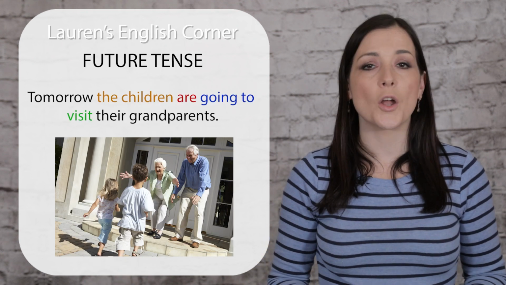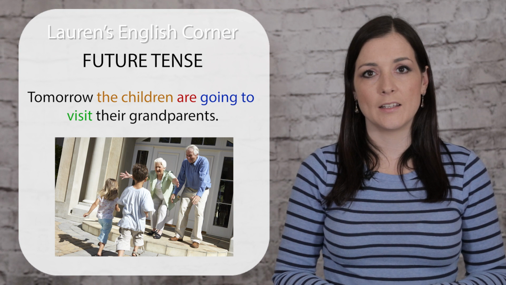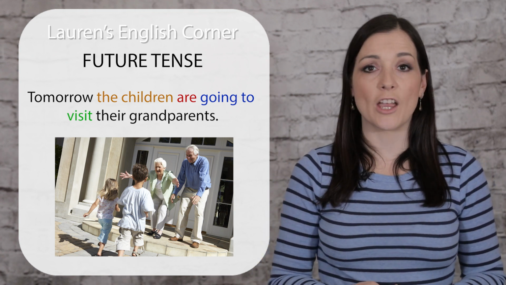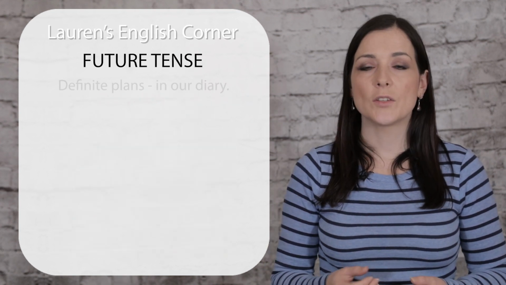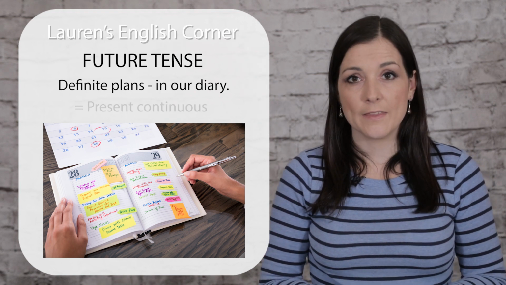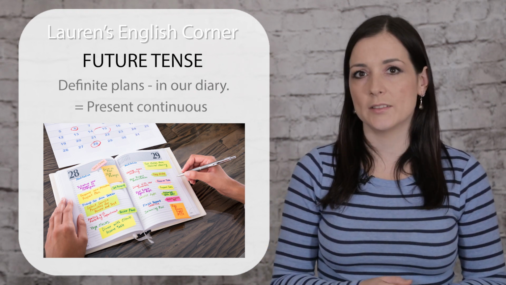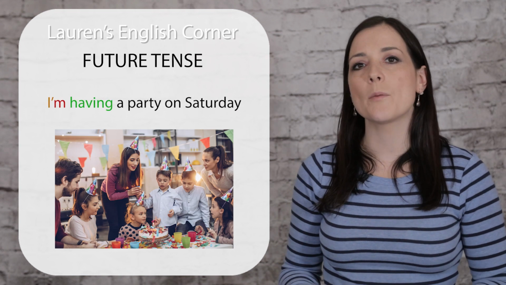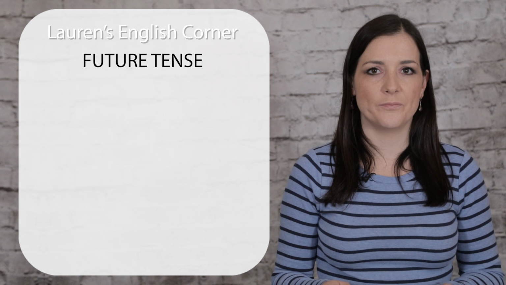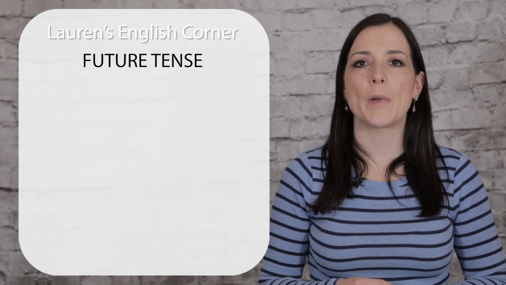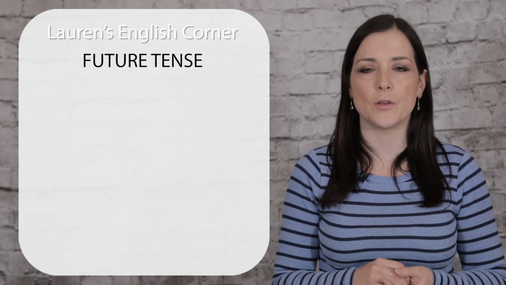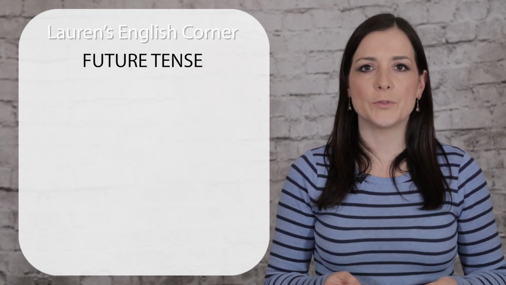Tomorrow the children are going to visit their grandparents. So if something is for definite, maybe it's in our diary, then we can use the present continuous. For example, I'm having a party on Saturday, but we will cover that in another lesson. So we're just talking about when we've made a plan, we've already decided what we're going to do. We would use going to.